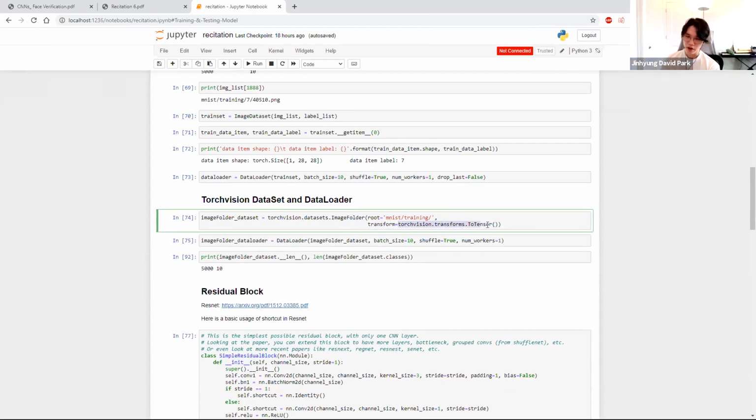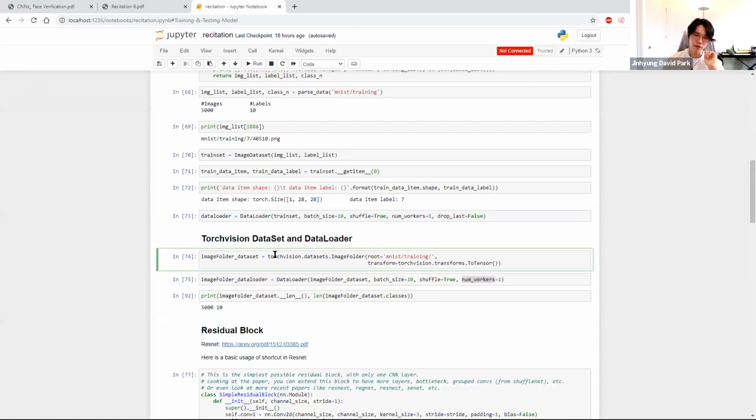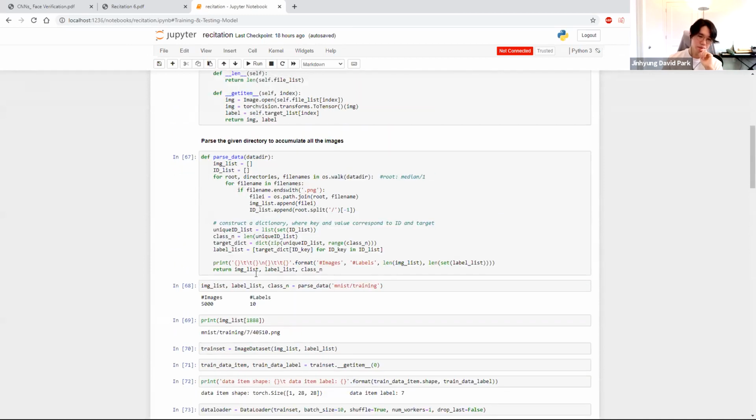This is also where you would add data augmentation techniques, and you can look into those in the Torch Vision documentation. You initialize the image folder dataset here, then put that into a data loader and specify batch size and shuffle, and you see that we have 5,000 images with 10 classes. This is a lot less painful than doing it manually, so I recommend doing it this way. But if you do contrastive learning, you'll have to do something like the manual way, I think.